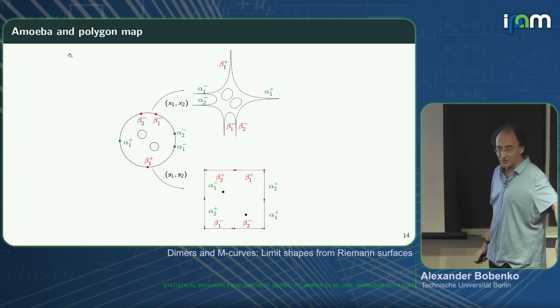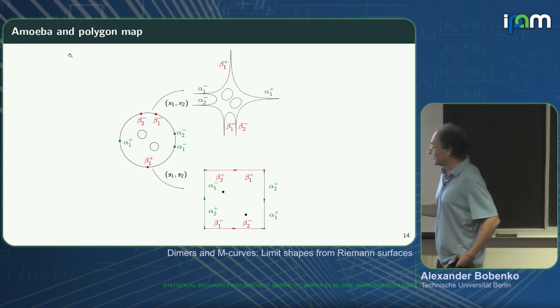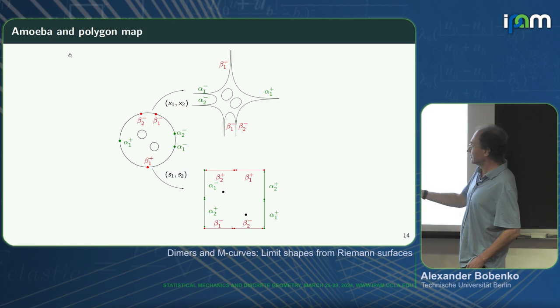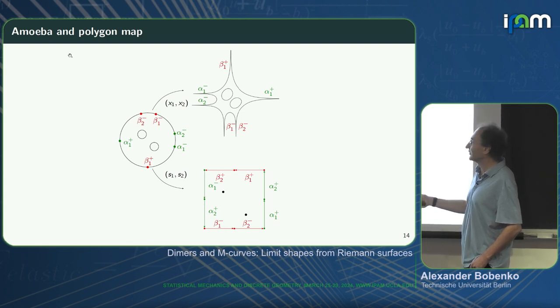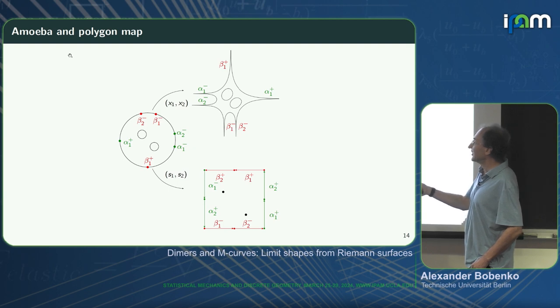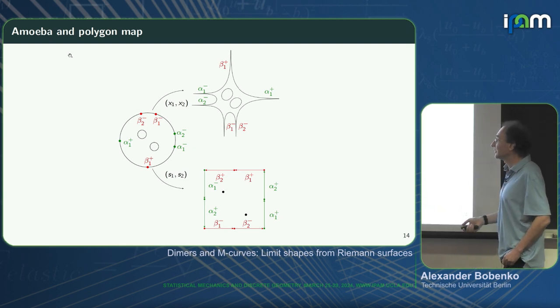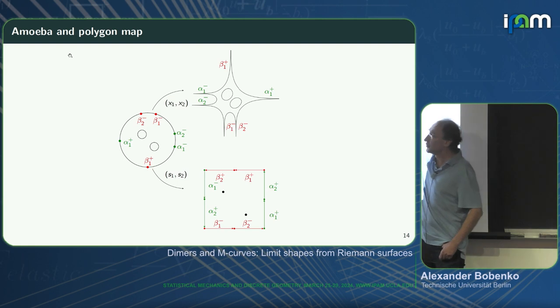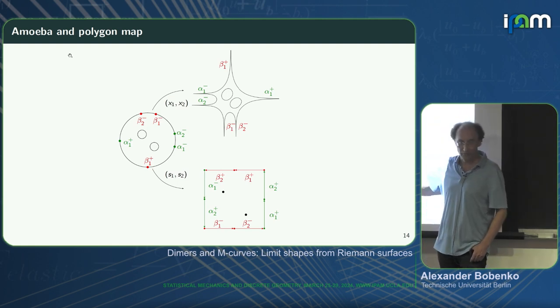Okay, now this is the picture again. So this is our central object, our M-curve, with the choice of these train track parameters, clustered, genus 2 in this case. And these are two maps, X and S, the real and imaginary parts of these integrals. And these are the maps to the amoeba and to the Newton polygon.